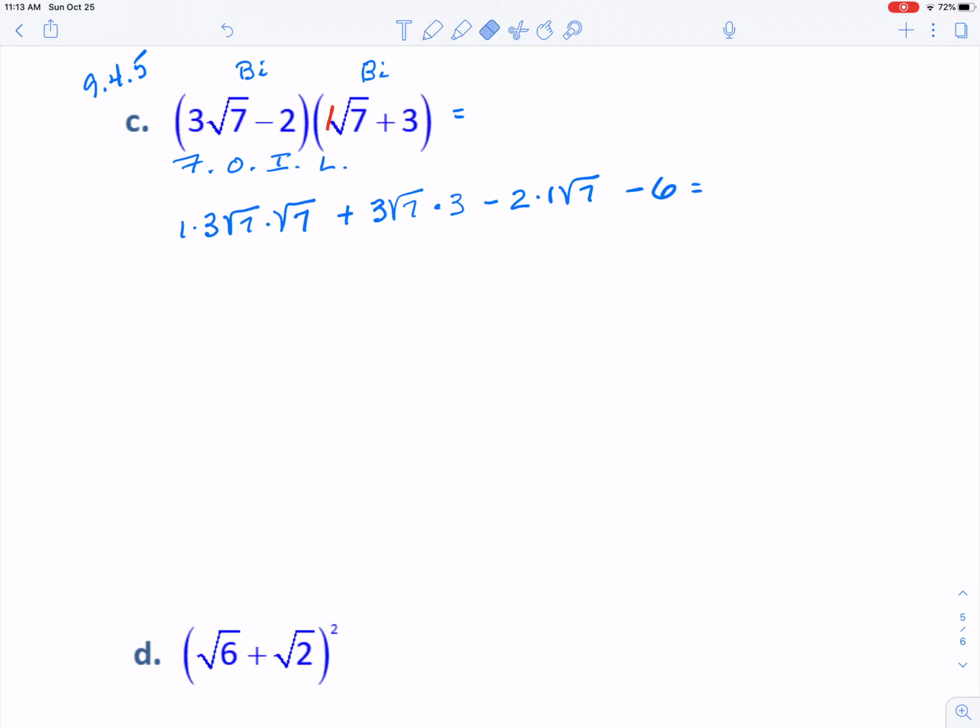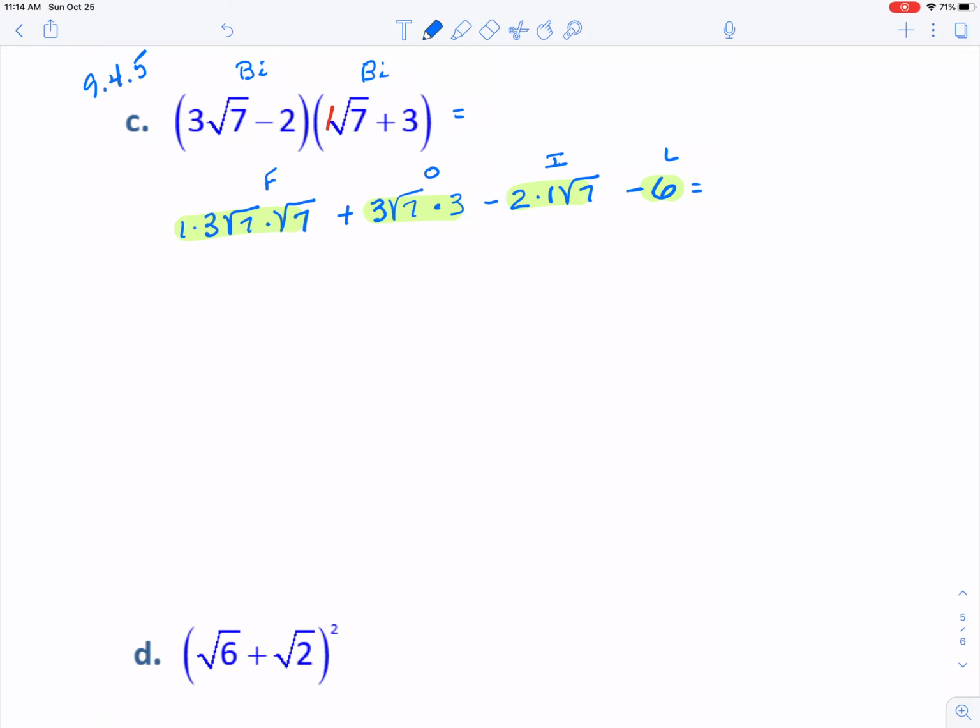So this is the result of first times first. This is the result of the outside terms. This is the result of the inside terms. And this is the result of multiplying the last terms. Okay, so again, I hope you see 1, 2, 3, 4 terms.